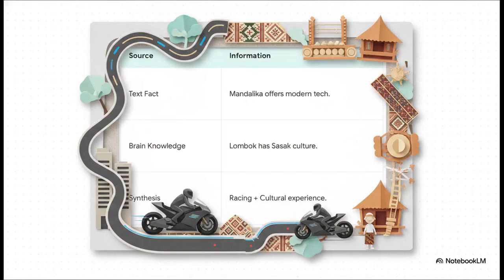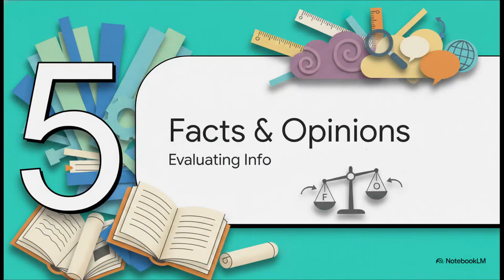Let's look at a concrete example so you can see this in action. Let's say the text explicitly tells you that the Mandalika circuit offers modern technology and economic opportunities. Okay, got it. Then the question asks you to combine that detail with your own outside knowledge that Lombok, where the circuit is located, is famous for its traditional Sasak culture. By synthesizing these two variables, the modern tech from the page and the traditional culture from your brain, you easily arrive at the correct answer: Mandalika offers both modern racing and a rich cultural experience. Make sense?